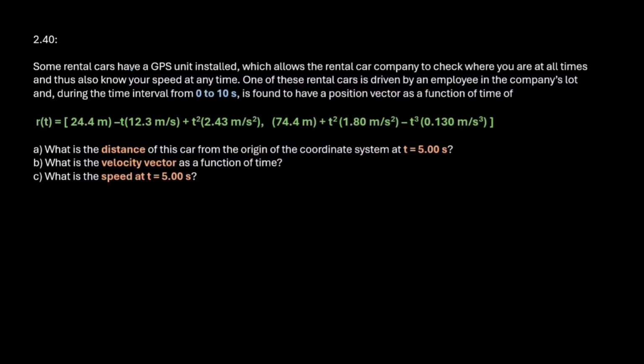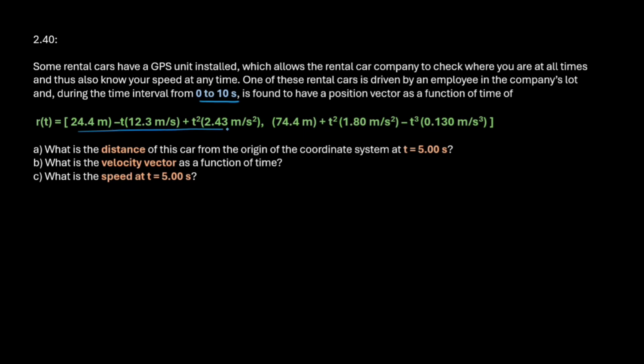Question 2.40. Some rental cars have a GPS unit installed, which allows the rental car company to check where you are at all times and thus also know your speed at any time. One of these rental cars is driven by an employee in the company's lot, and during the time interval from 0 to 10 seconds, is found to have a position vector as a function of time of r equals 24.4 meter minus t 12.3 meter per second plus t squared 2.43 meter per second squared.